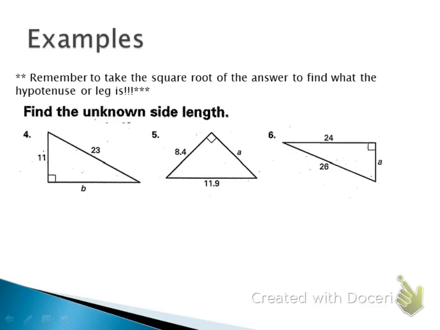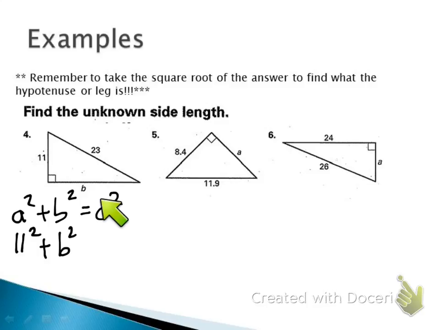All right, so for all of these, what am I going to start with? What's the theorem? I was looking for a squared plus b squared equals c squared. Good, but you guys were one step ahead of me. Where does the 11 go? In the front. That's going to be our a squared. What do I put for b squared? Just b squared. I don't know what b is. That's the missing one. And then what goes in for the c?